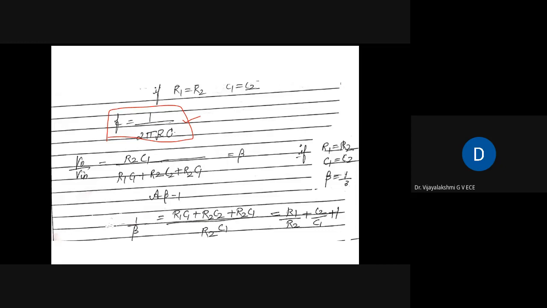Next, what is remaining? The next part is condition for sustained oscillation. So condition for sustained oscillation, one condition is that 0 degree phase shift. What is the other condition? Other condition is A into beta should be equal to 1. If A into beta should be equal to 1, what should be the value of A and what should be the value of beta? Let us find out that.